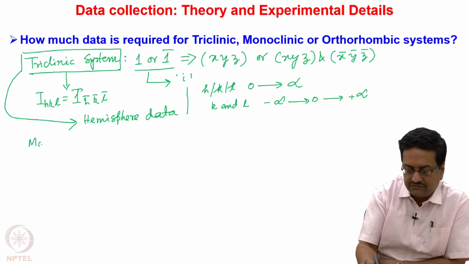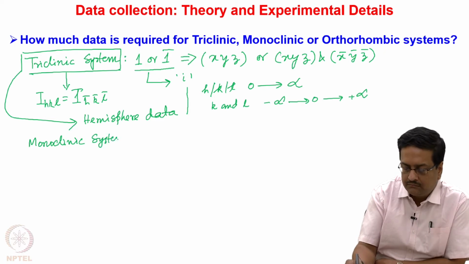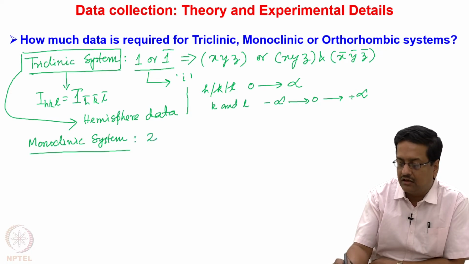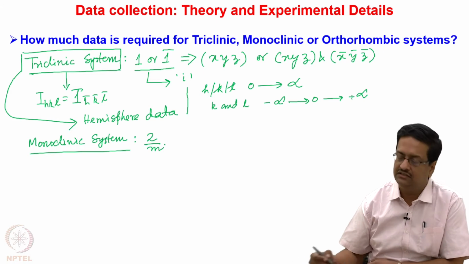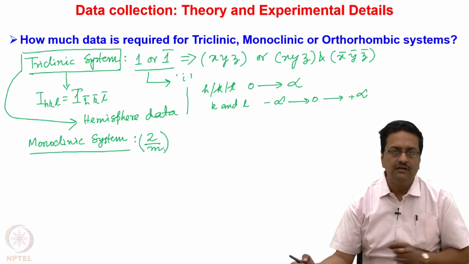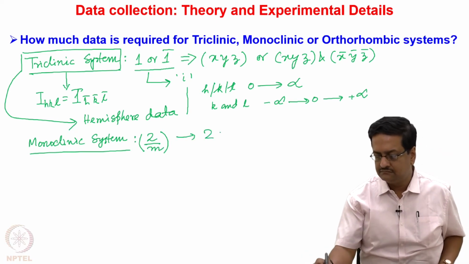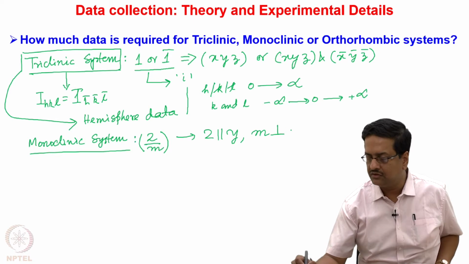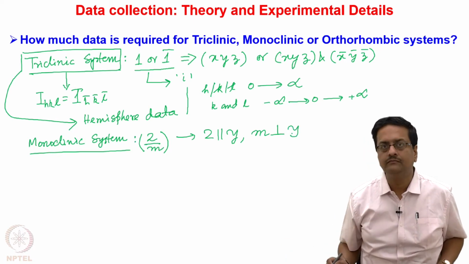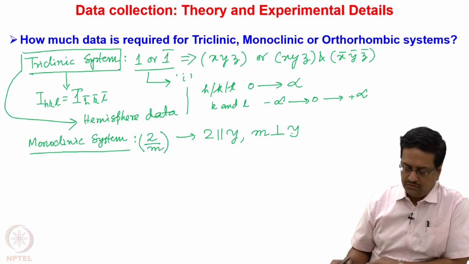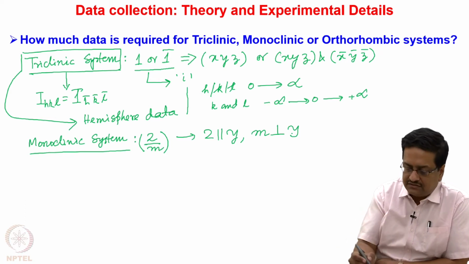For monoclinic systems, what do we have? For monoclinic system, the lowest symmetry is 2 by m. So, this 2 by m indicates that we have a two-fold axis parallel to y and we have a mirror plane perpendicular to y. These two symmetry conditions give rise to two sets of reflections.